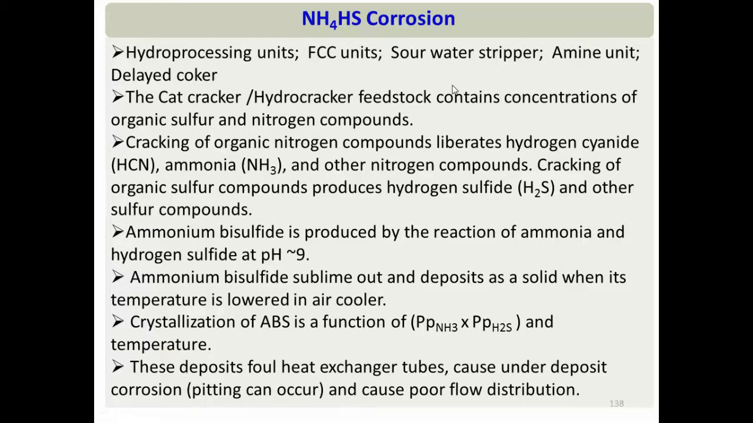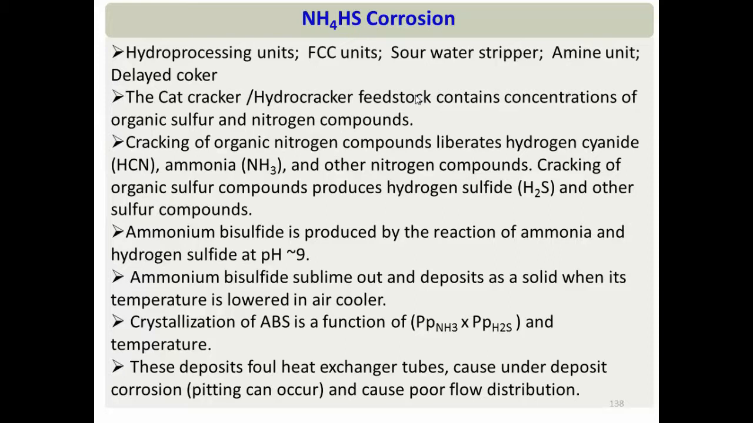What happens in the overhead section of these units is that ammonia gas reacts with H2S and forms ammonium bisulfide. And ammonium bisulfide causes lots of corrosion, so it is also called ammonium bisulfide corrosion. This corrosion takes place not only in the overhead section of some secondary units, but also in the reactor effluent system of hydro processing units, I mean hydro treating units or hydrocracker units. It may also take place in the amine regenerator overhead system. So we are going to discuss ammonium bisulfide corrosion, and the discussion will be equally valid for the overhead section of some units as well as reactor effluents of hydro processing units. So let us start our discussion.